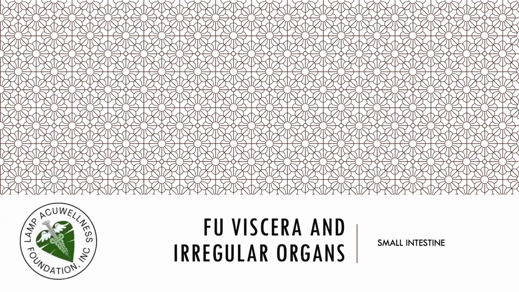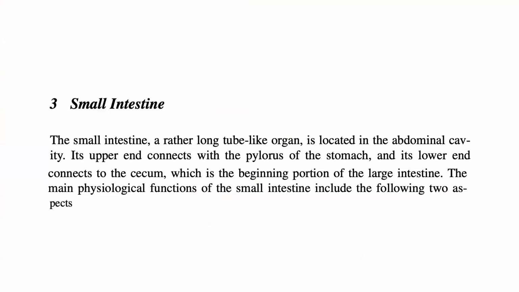We talk about full viscera and irregular organs. This time we focus on the small intestine. The small intestine, a rather long tube-like organ, is located in the abdominal cavity. Its upper end connects with the pylorus of the stomach, and its lower end connects to the cecum, which is the beginning portion of the large intestine. The main physiological functions of the small intestine include the following 2 aspects.